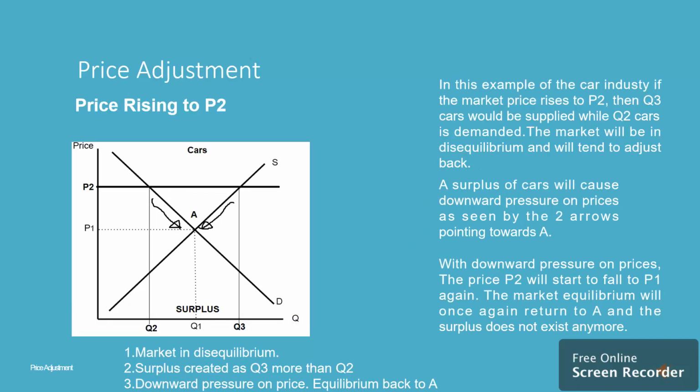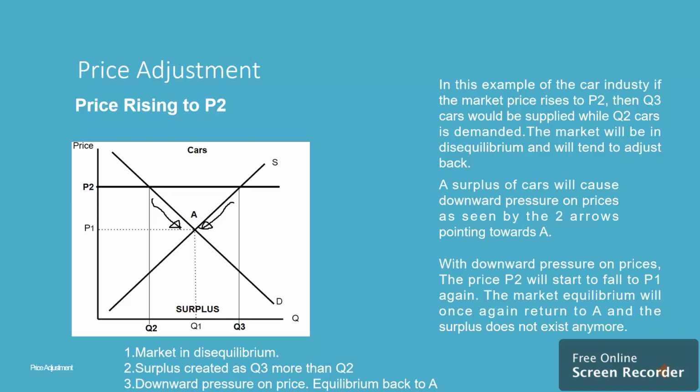In this example of the car industry, if the market price rises to P2, then Q3 cars would be supplied while Q2 cars is demanded and there will be a surplus of cars. The market will be in disequilibrium and will tend to adjust back.